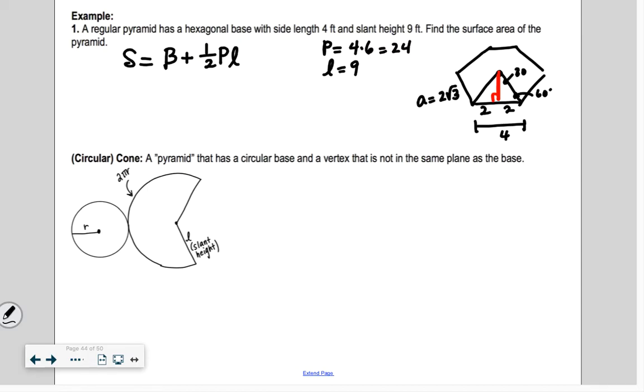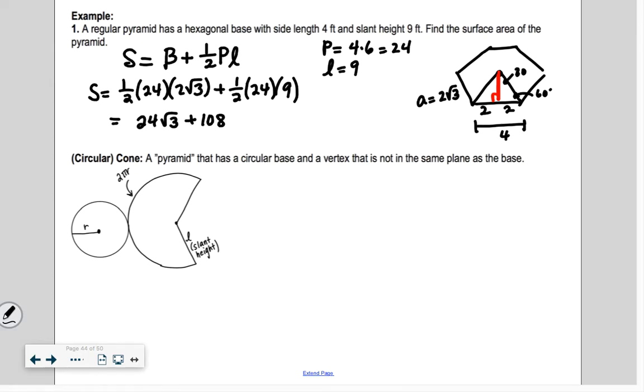You got it. So our surface area is going to be 1/2 PA, so perimeter is 24, apothem is 2 radical 3, plus 1/2 P, which is 24, times the slant height, 9. So it looks like that. So we get 24 root 3 plus 108.